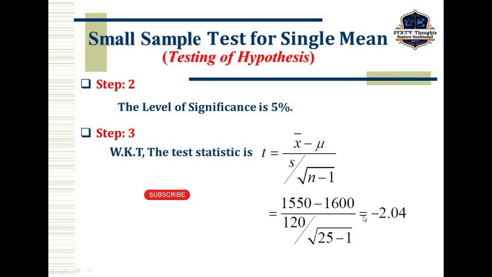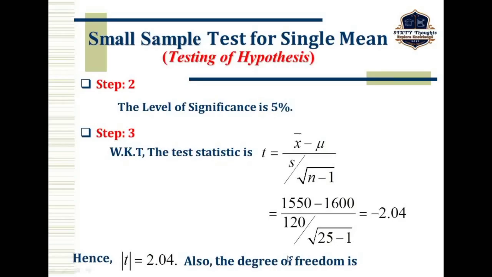Once we get a negative value, we immediately find the modulus value. Modulus always gives a positive value. Therefore, modulus of t equal to 2.04. Then we find the degree of freedom. The degree of freedom gamma equals n minus 1. Here n is 25, so 25 minus 1 equals 24. Using these values, we are going to find the table value.